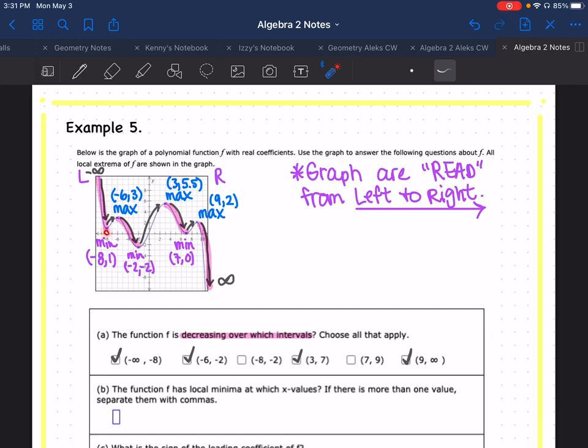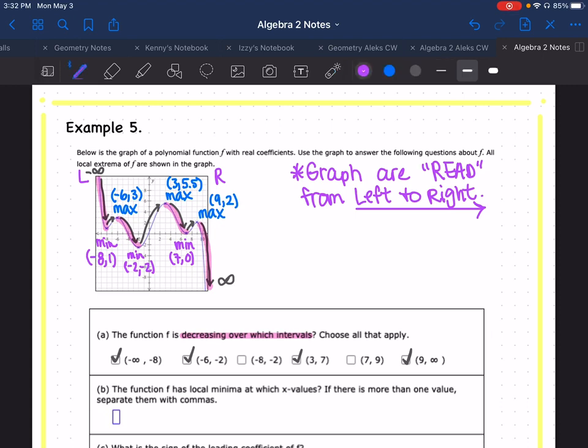Oh no, -8 to -2, it goes from here to here. It doesn't work. And 7 to 9, that one is an increase. 7 to 9 is an increase. I don't know why they have that one. That's weird. Okay. The next question is going to say the function f has local minima at which x values.